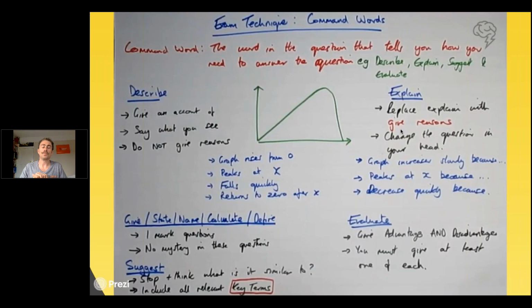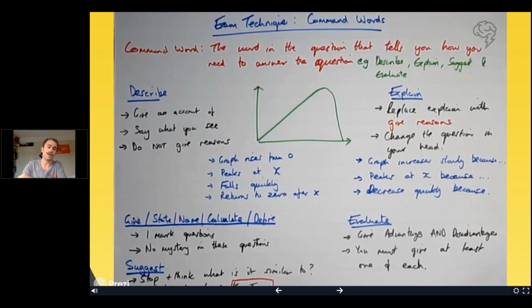Explain the graph. Well, increase in temperature, increase in kinetic energy, more collisions, more enzyme substrate complexes formed. So that is the reasons why the graph is increasing. Obviously, every graph is going to be slightly different, but understanding the principle between describe and explain is essential.